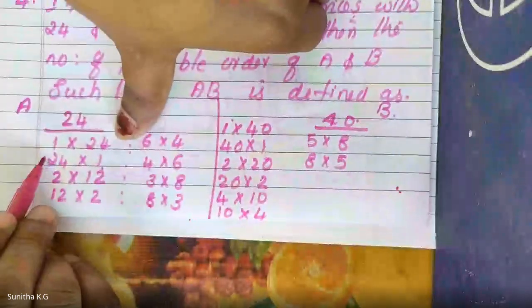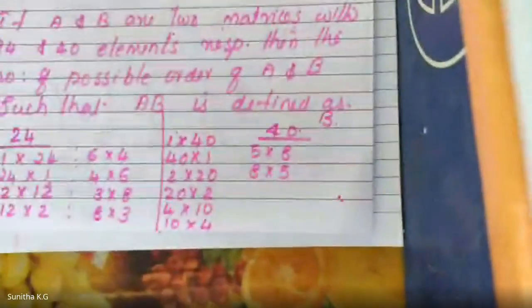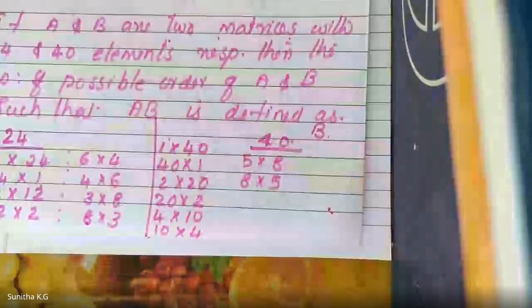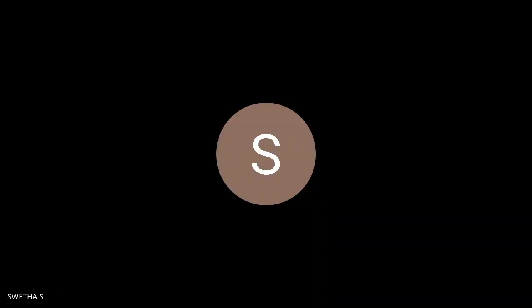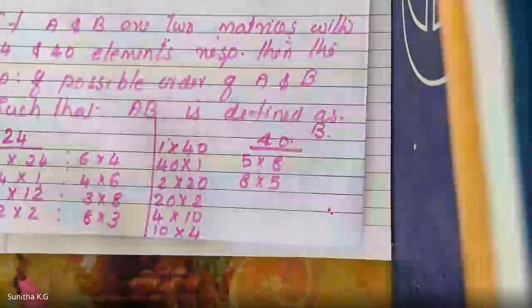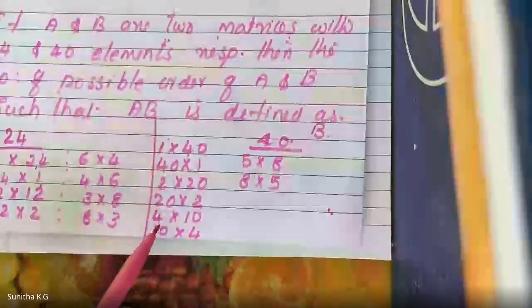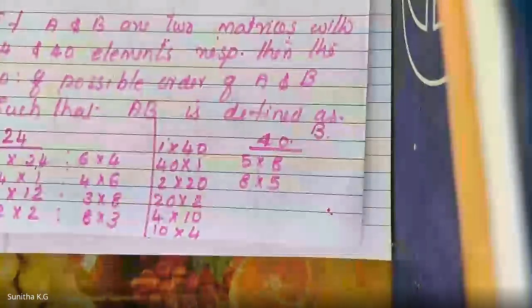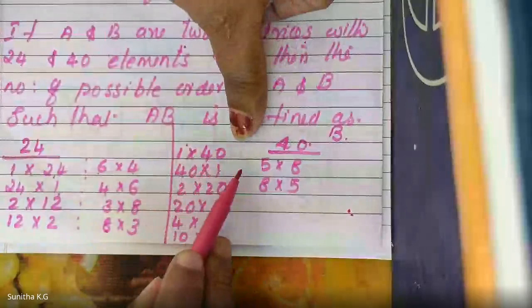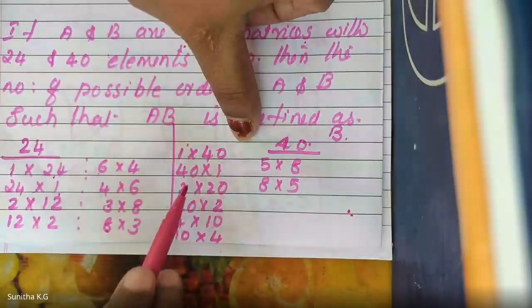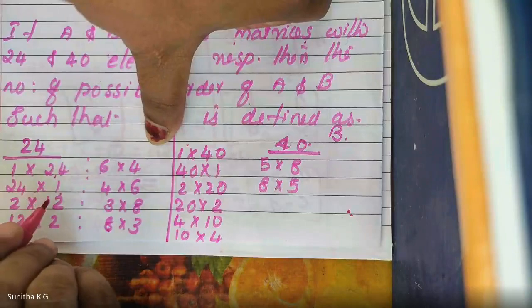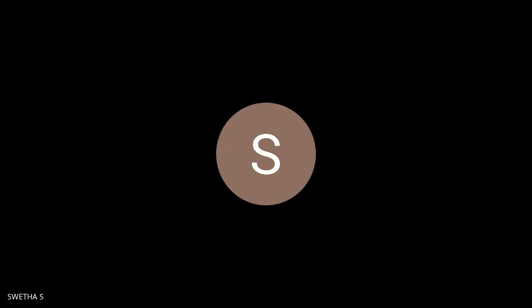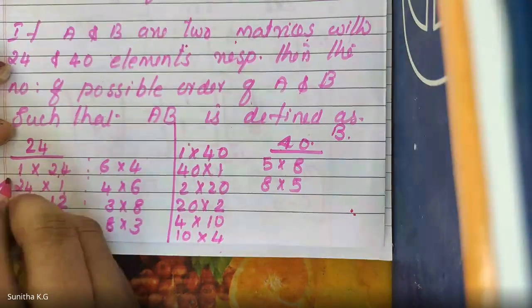24 by 1. We have to multiply the matrices A and B. Then the number of columns of A should be equal to the number of rows of which one? B. So what are the possibilities? When we discuss 1 by 24, check whether there is any value in our list that begins with 24. Is there any value that begins with 24? No. So there is no possibility. Next, think about 24 into 1. Is there any value that begins with 1? 1 by 40. So we can take this one.